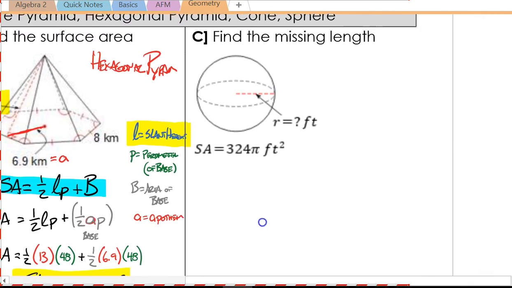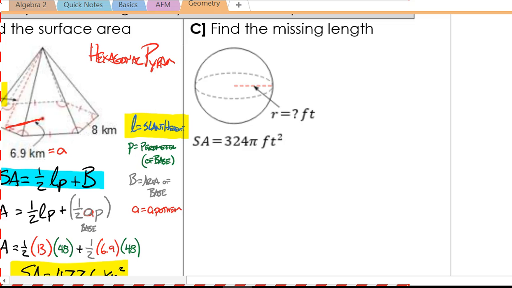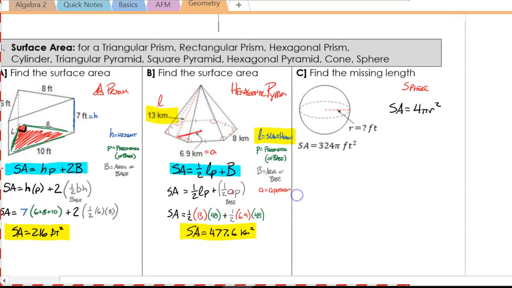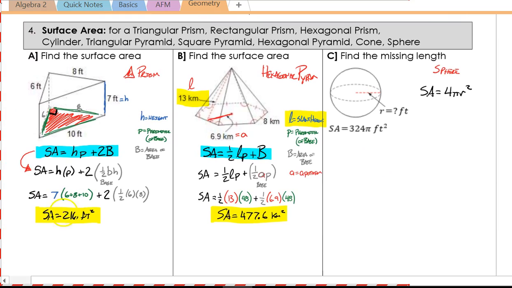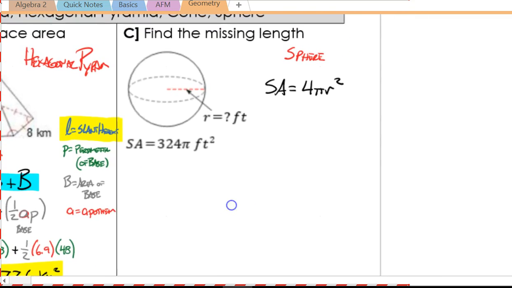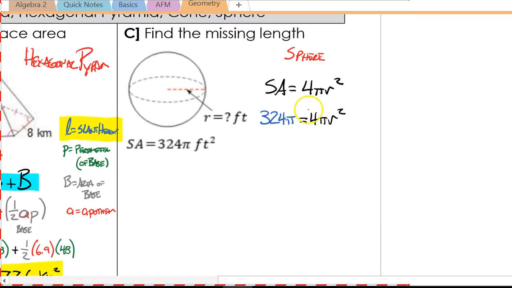All right, in example C, we're trying to find a missing dimension, or a missing length. We're trying to find the radius, and we're given the surface area. So we're going to start off exactly the same way. We recognize this is a sphere with surface area formula equal to 4 pi r squared. Now, in all these other examples, we've been substituting in our given dimensions and calculating the surface area. Here, we're given what the surface area is, so that is our known dimension. So 324 pi is equal to 4 pi r squared.